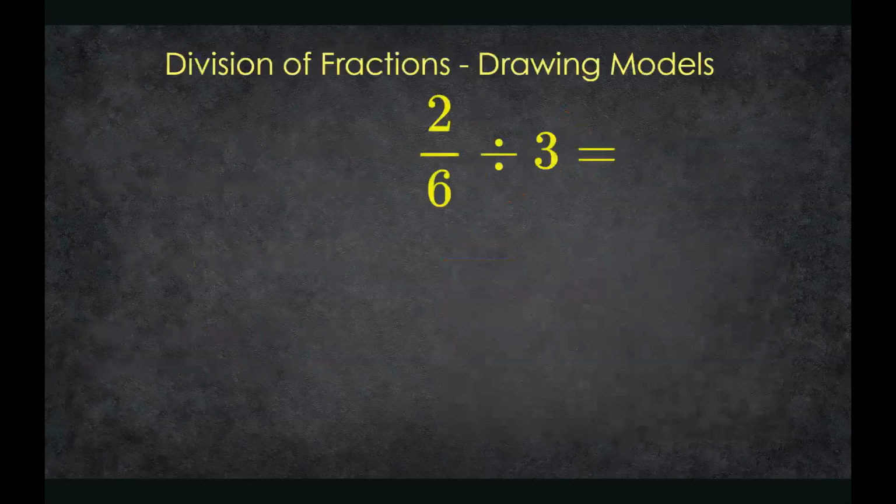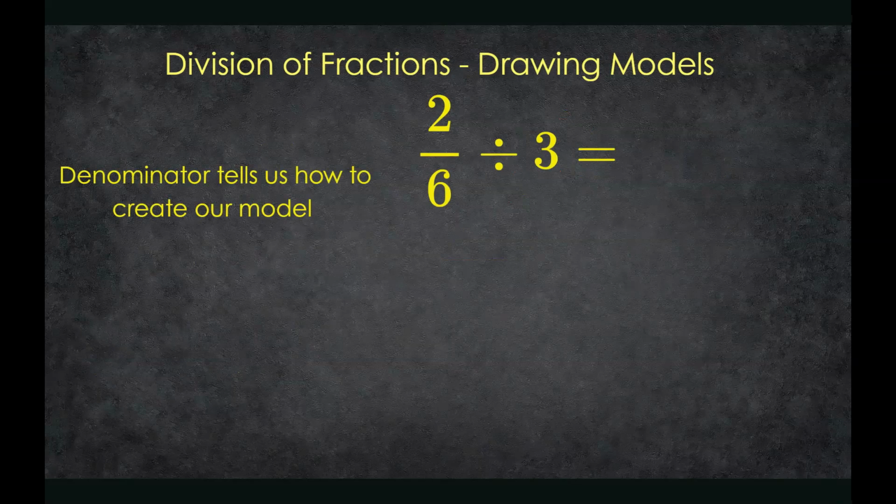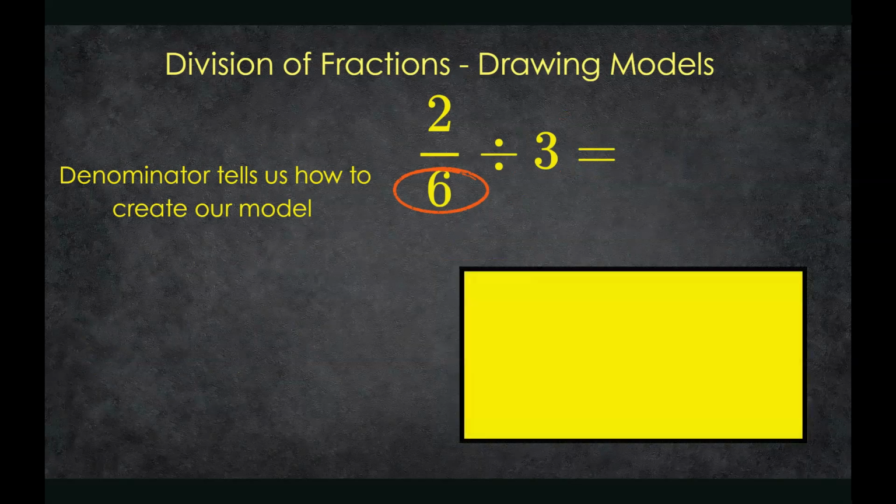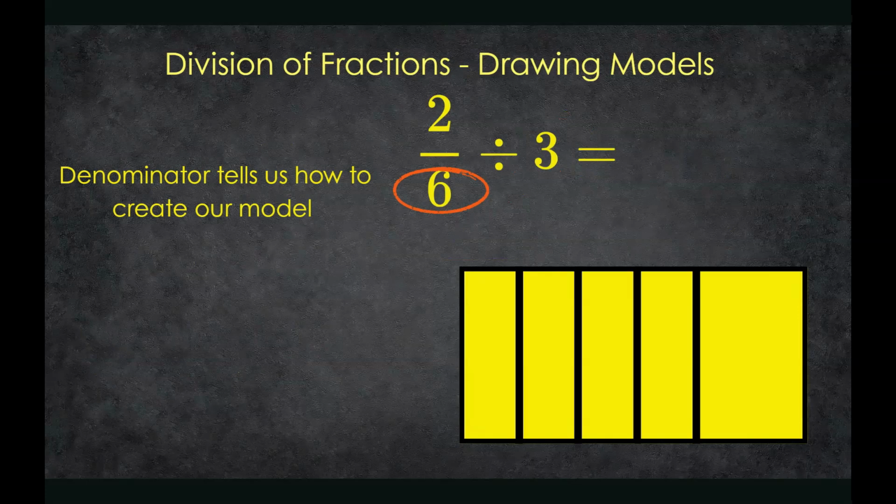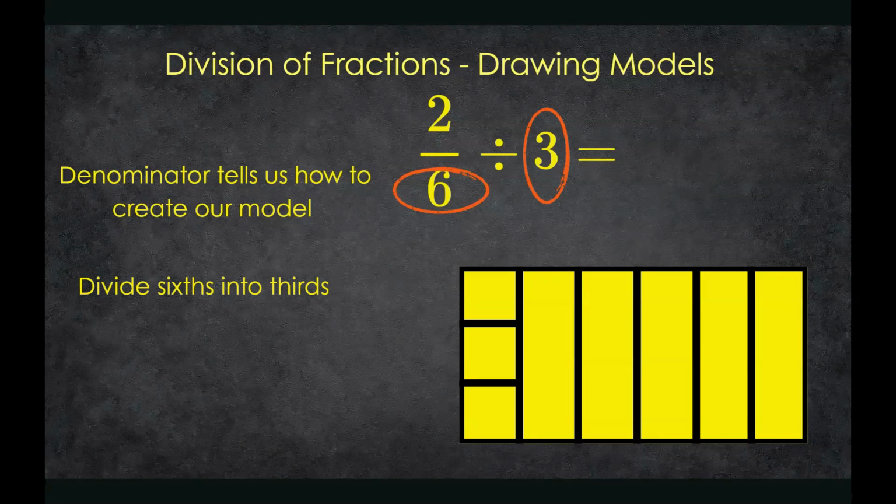All right, in our next example, we have 2/6, and we want to split this into 3 parts. So the denominator tells us how to create our model. We're going to be making 6. We take our 1 whole fraction bar, we split it up into 6 equal pieces. And now we're going to take those 6 and we're going to divide that into 3 pieces. So there's my 6 divided into thirds. Going to extend my lines.